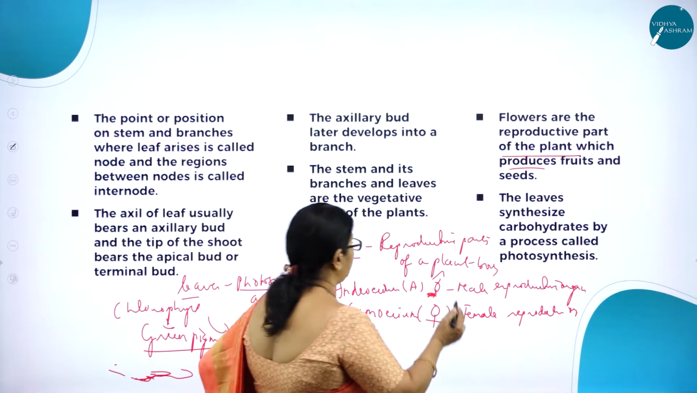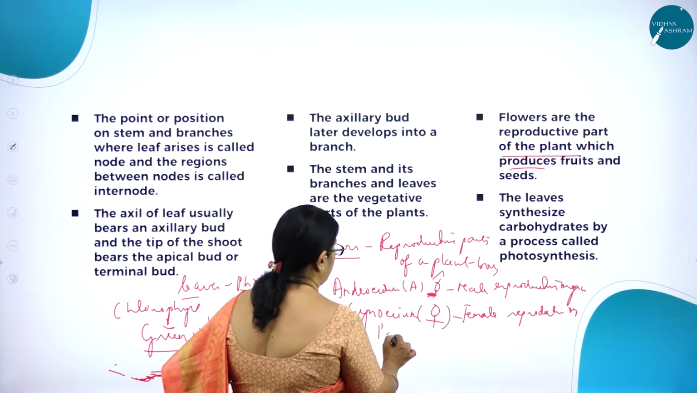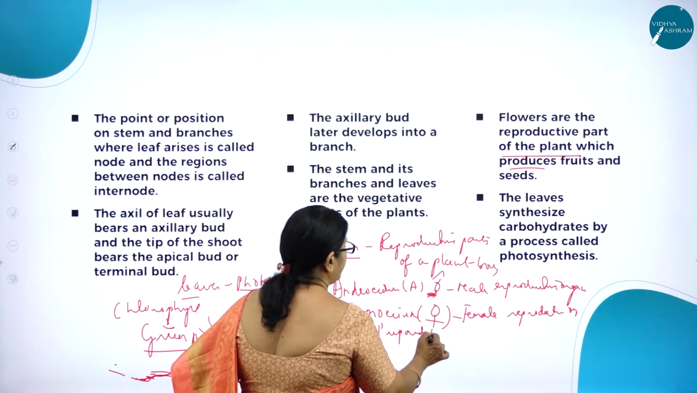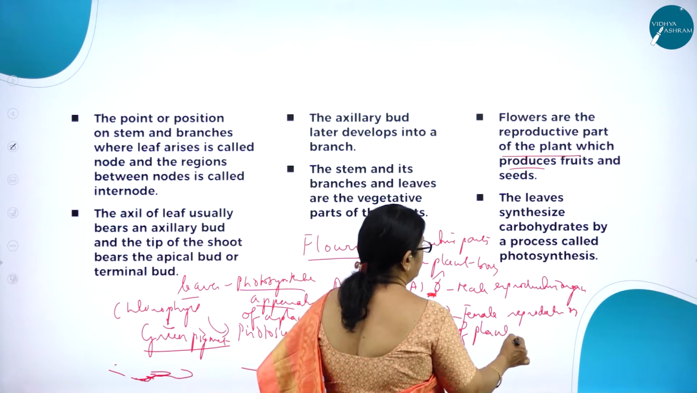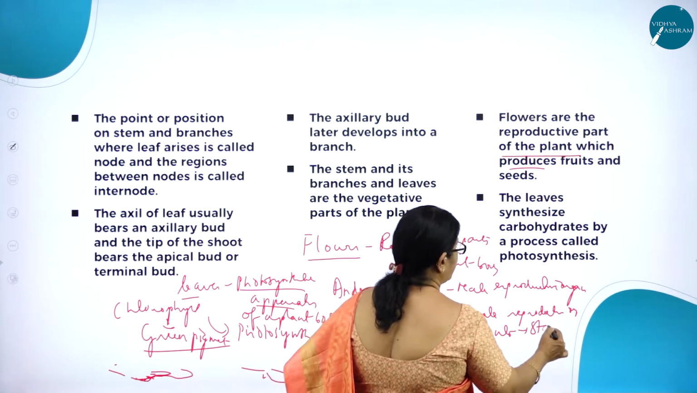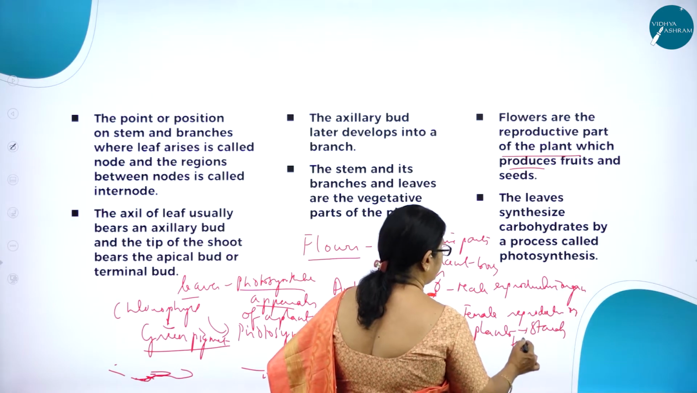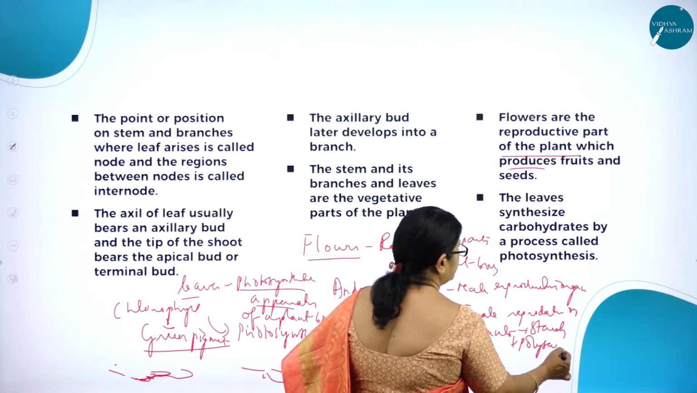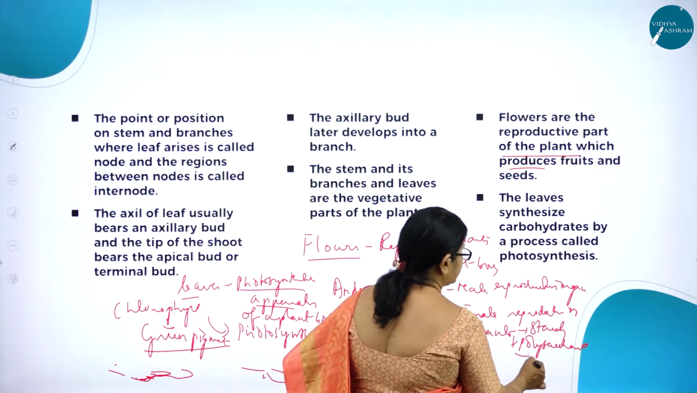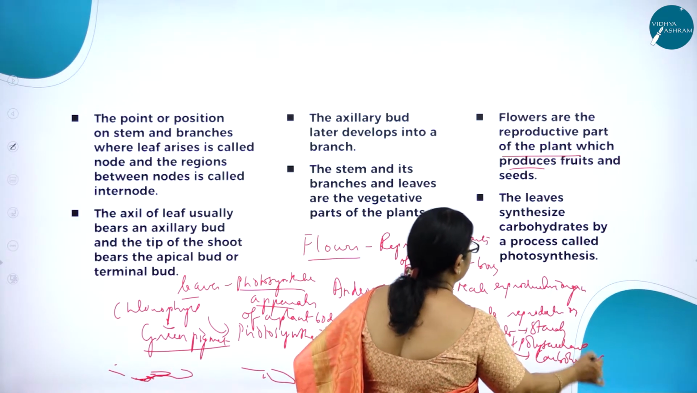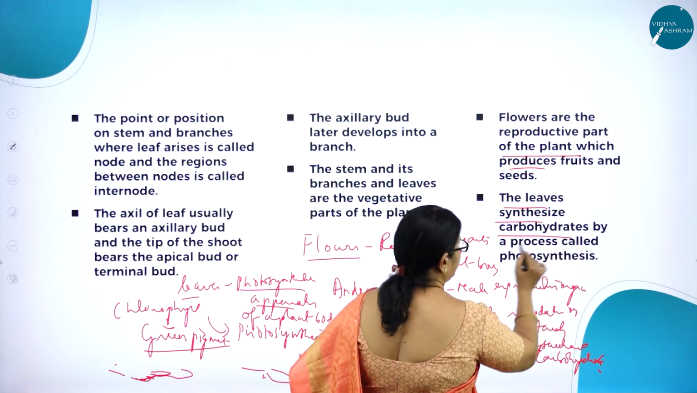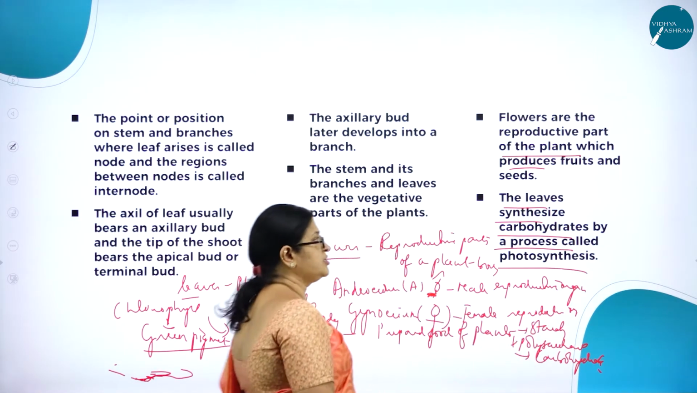So the leaves. And what is the prepared food of plants called? The prepared food of plants is nothing but called starch. Starch is nothing but a polysaccharide, and polysaccharide is nothing but a carbohydrate. So the leaves synthesize carbohydrates by a process called photosynthesis.